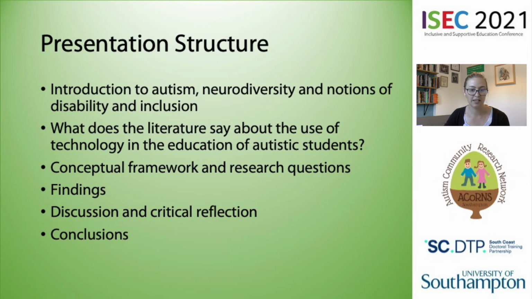I'm going to start by explaining a bit about the background, about what autism is and how it fits in with notions of disability and inclusion. Then I explore what research says about technology use in education and the education of autistic children and young people. I will introduce the conceptual framework I adopted and my research questions and describe the methodology for the study. Finally, I describe the results of the thematic analysis and discuss them in relation to the current literature.